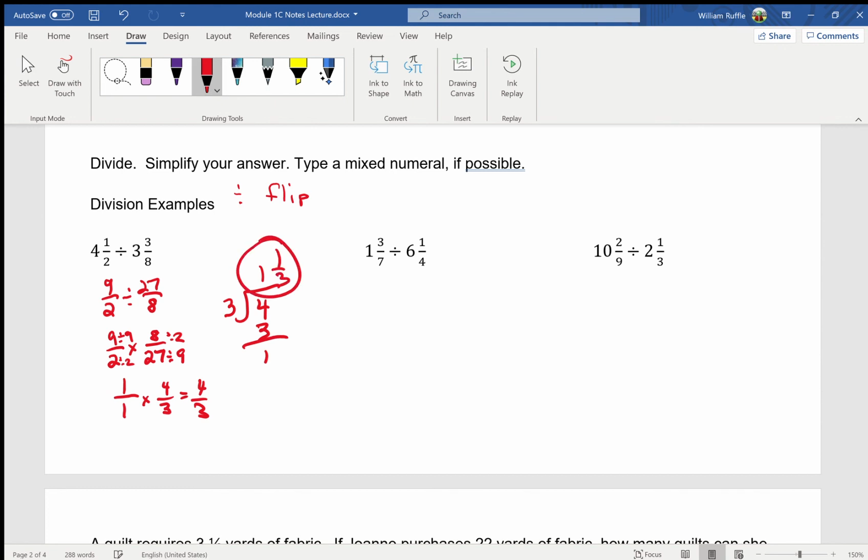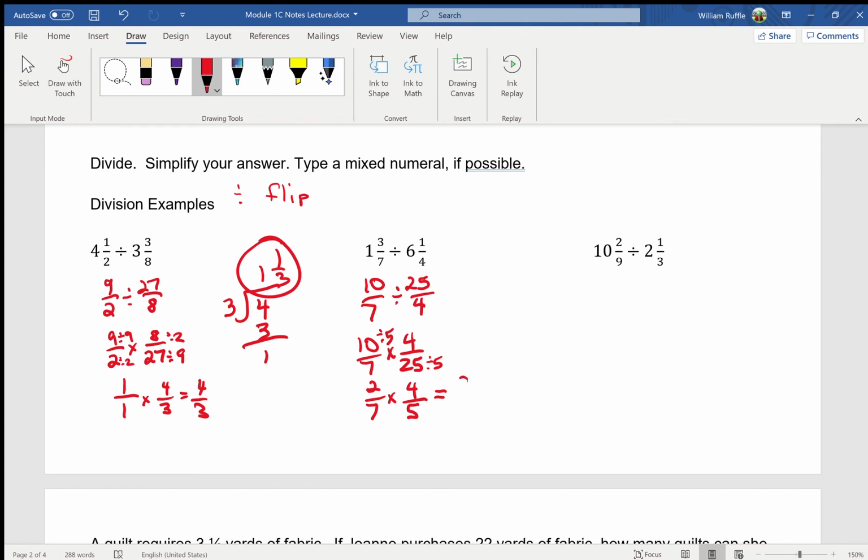A super nice one. This next one, 7 times 1 is 7, 7 plus 3 is 10, so I do 10 over 7. So again, I'm going to be doing the converting first. 4 times 6 is 24, 24 plus 1 is 25, so I have 25 over 4. And so now I have to flip the second one. And so 4 and 7, there's nothing to reduce, but these are both divisible by 5. So I get 2 over 7 times 4 over 5.